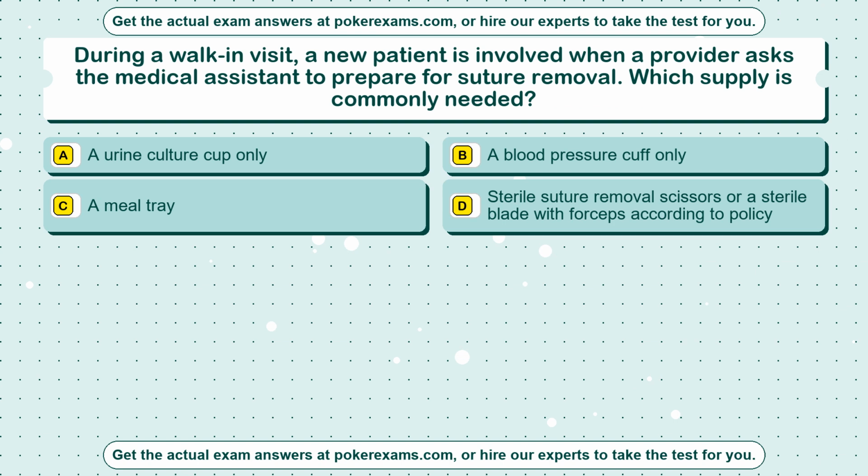Question 97. During a walk-in visit, a new patient is involved when a provider asks the medical assistant to prepare for suture removal. Which supply is commonly needed? Option A, a urine culture cup only. Option B, a blood pressure cuff only. Option C, a meal tray. Option D, sterile suture removal scissors or a sterile blade with forceps according to policy.